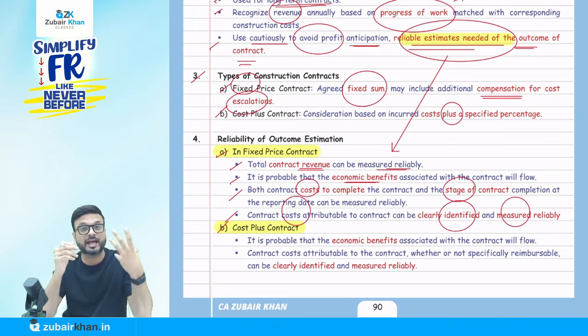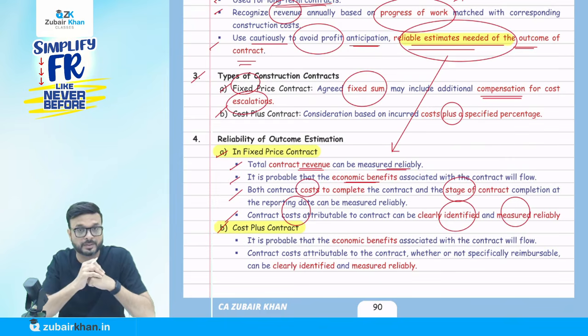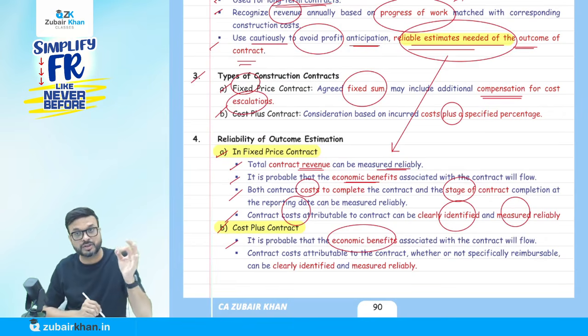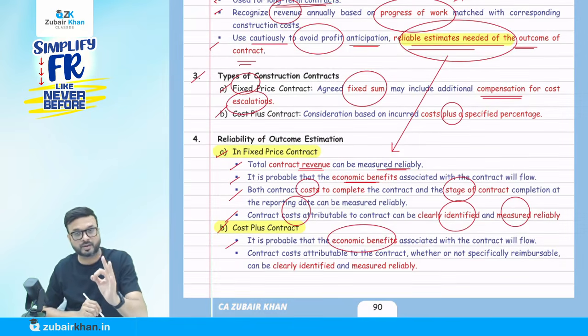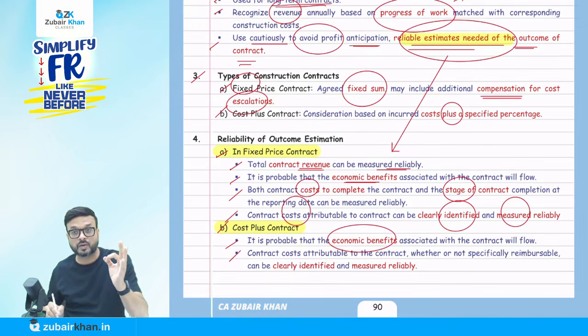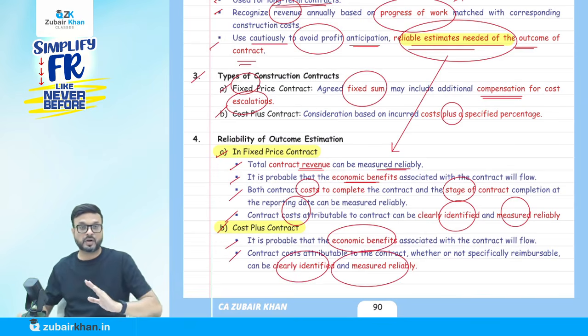So a reliable estimate should be made when we talk about the percentage of completion method in the case of a cost plus contract. It is probable that the economic benefit associated with the contract will flow that way. The contractor is going to receive the amount. Contract cost attributable to the contract, whether or not specifically reimbursable, can be clearly identified and measured reliably. The cost can be measured reliably.